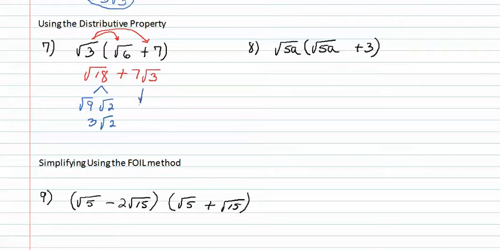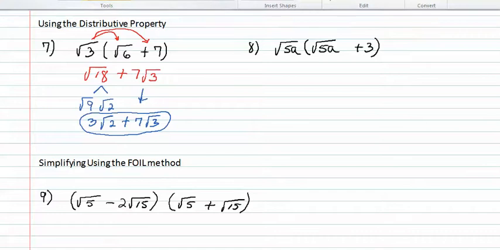I still have positive 7 radical 3. Can I put the radical 3 and the 2 together? Can I add them together? I cannot. I can't do any more with this problem, so I'm all finished.